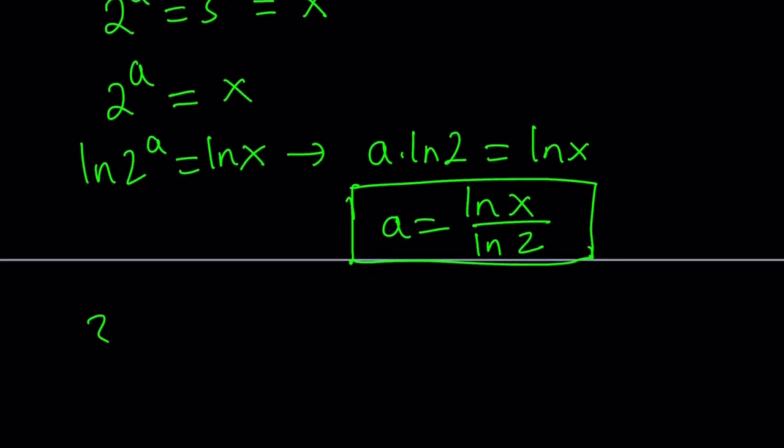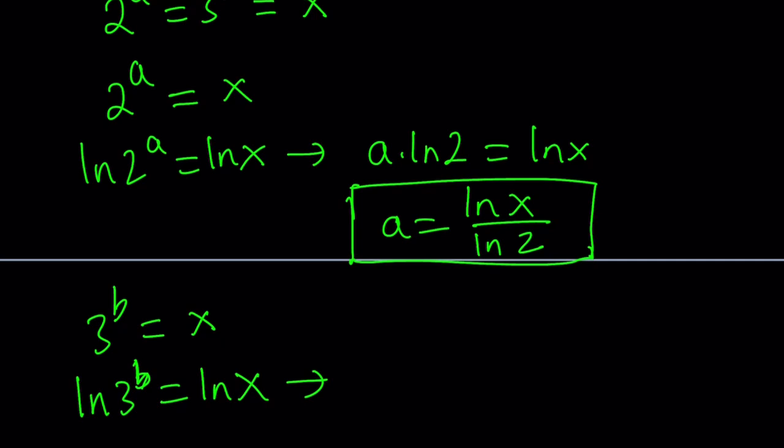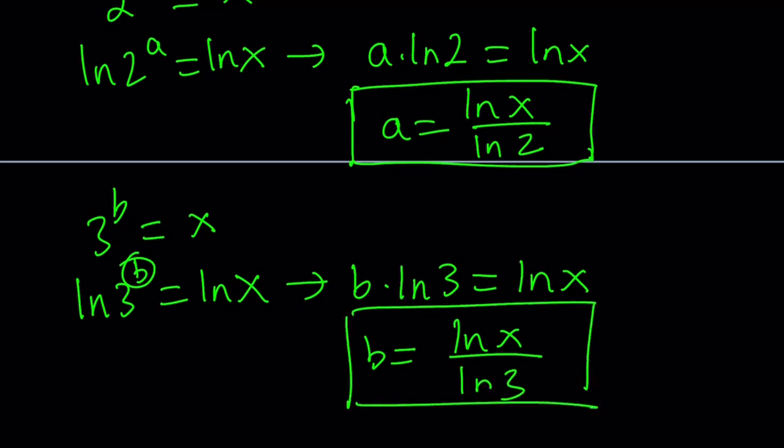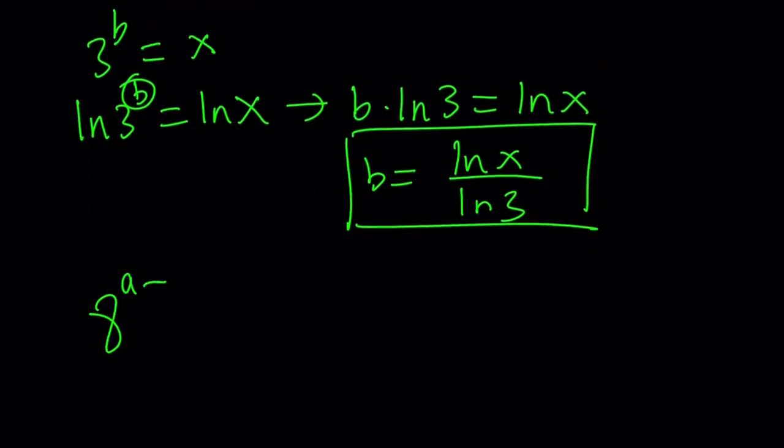Similarly, we can write 3 to the power b as x, and then take the natural log of both sides. The natural log of 3 to the power b equals the natural log of x. From here, we get something similar. We can move this b to the front and write it as b times natural log of 3 equals natural log of x. And then b just becomes ln x over ln 3. So we got these two expressions for a and b. And remember, we're trying to evaluate a to the power (a plus b) over b.